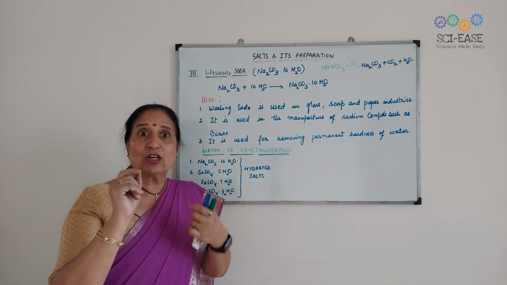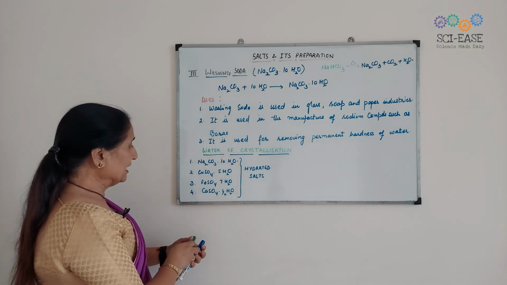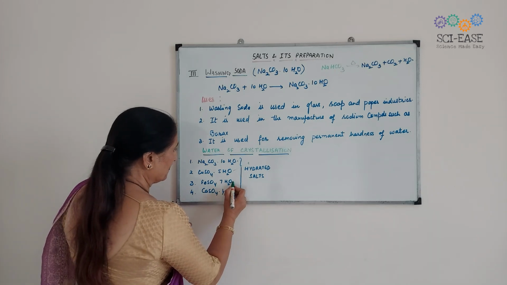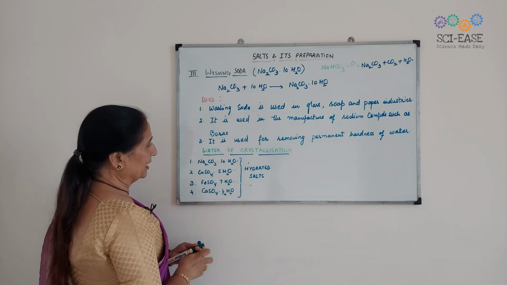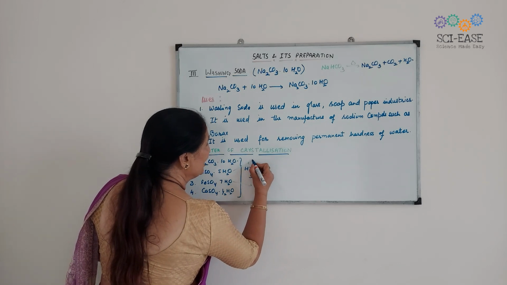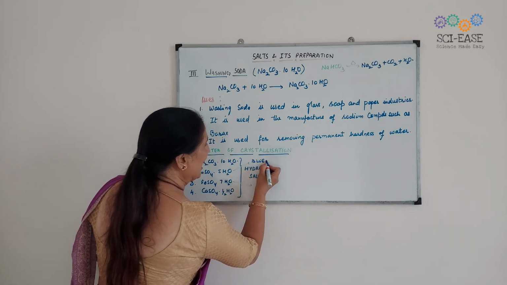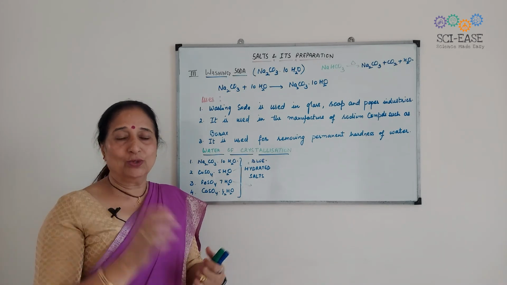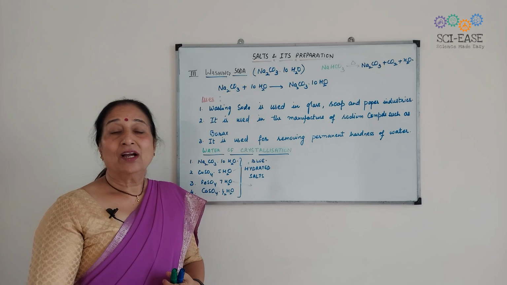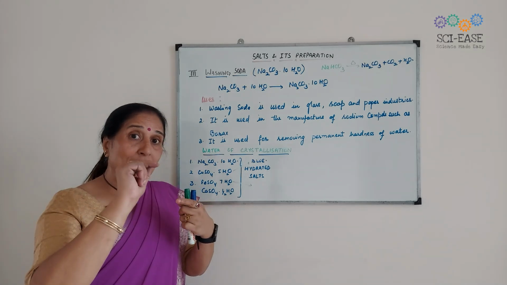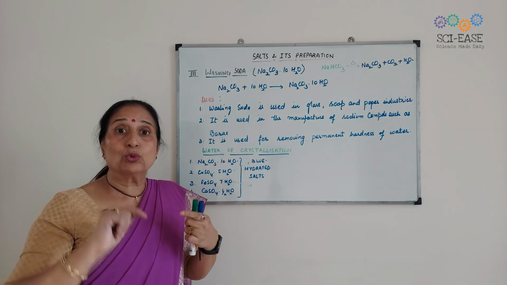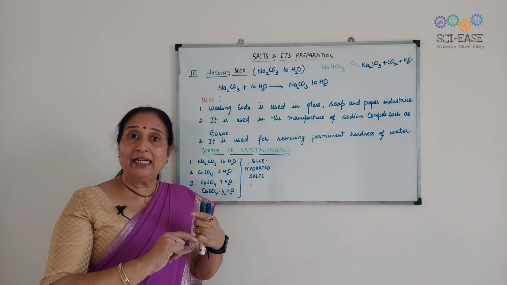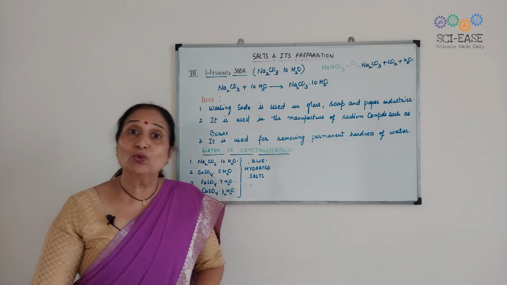In some cases, like copper sulfate, it is blue in color. For this, we will perform one activity. We will take copper sulfate, which is blue in color, in a test tube. Now heat it. What will you observe? The water molecules will stick to the wall of the test tube, and the salt which is left behind will change color from blue to white.